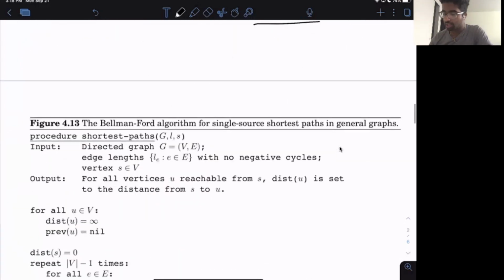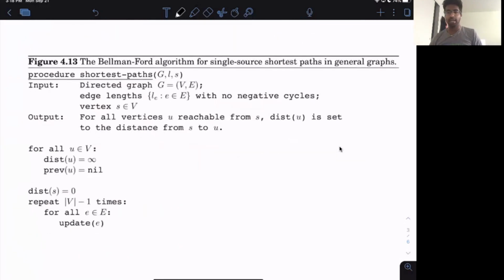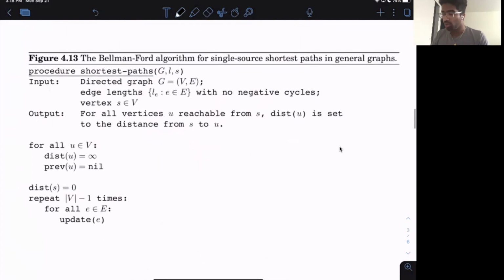And so if we look at the pseudocode for the Bellman-Ford algorithm, compared to Dijkstra's, it's even a little simpler, right? We initialize all the distances to infinity as usual, except for the starting node, which we initialize to 0. Then we iterate V minus 1 times. And every single time we iterate through, we examine all the edges. And we do this update operation.